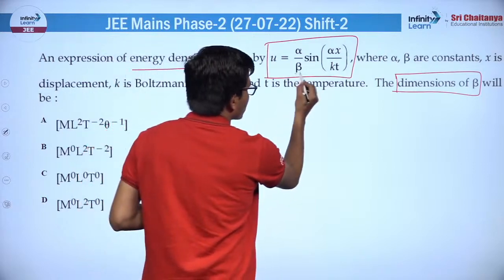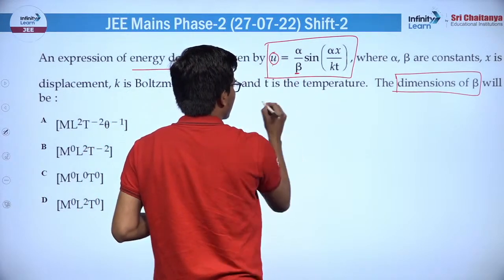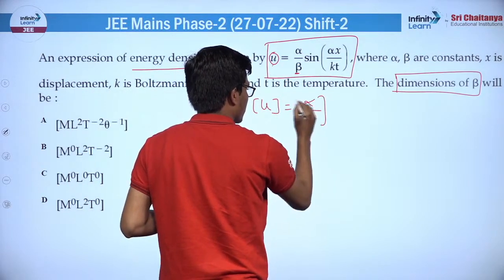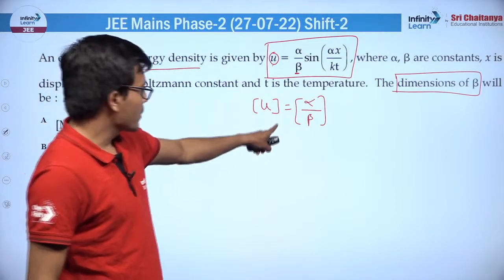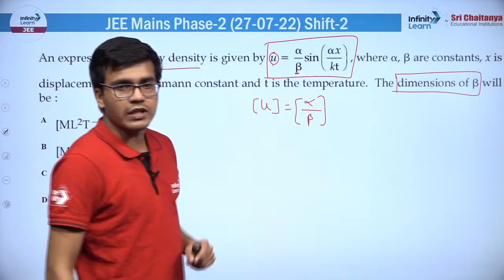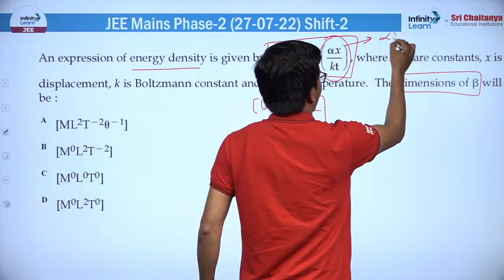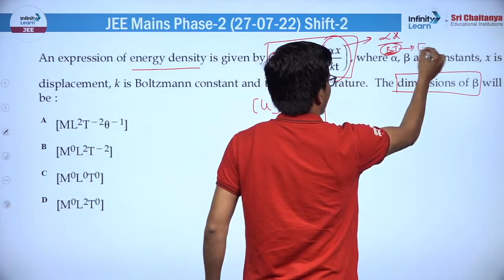So you have to find the dimension of beta, and you know that this is energy density. It means the dimension of alpha by beta has to be energy density too, and you want the dimension of beta. For this you must know the dimension of alpha, and anything written inside the sine is always dimensionless. If T is temperature and k is the Boltzmann constant, then kT is actually energy.